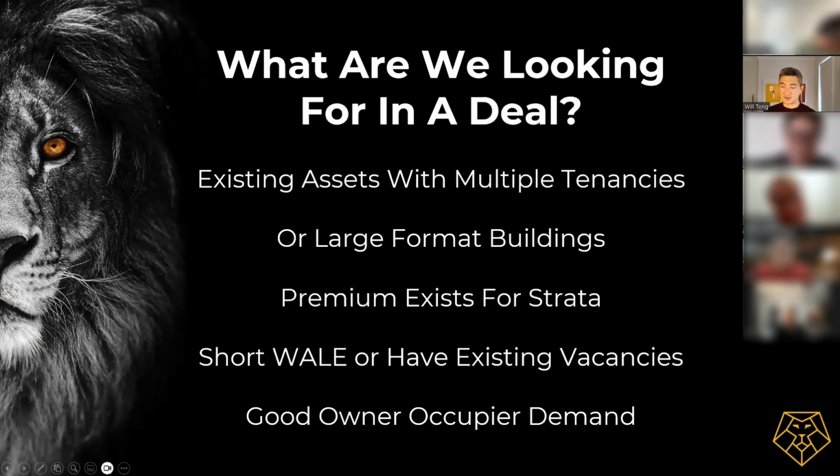So maybe you can buy something that's got a large floor plate, and then you can subdivide it, just like the one in Mascot that we just had a look at. Go for places where there is a premium for strata stock. Typically, I would go for something that's got a short WALE or already has some existing vacancies. Again, because what I ideally want to do is sell down a portion of the project straight away so that I've de-risked the entire thing.